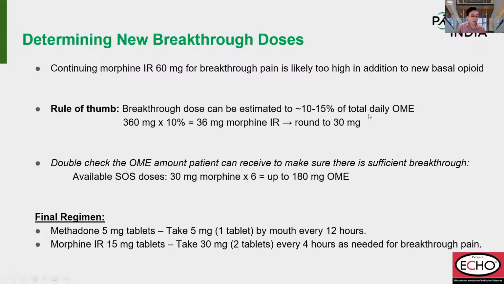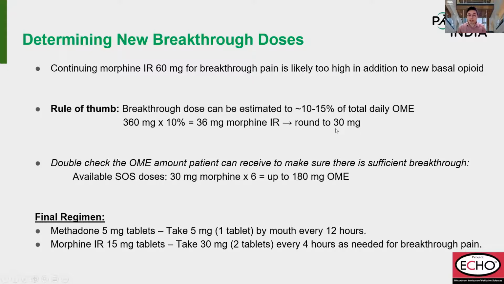of total daily OMEs. So if we keep in mind they used 360 in the past, we can use 10 to 15% as breakthrough dosing. For this case, because we used 75% of their OME, I err a little bit towards the conservative side, but it wouldn't be unreasonable for you to use that 15%. But in this case, I calculated 36 and I'm rounding their SOS dose to 30 milligrams.